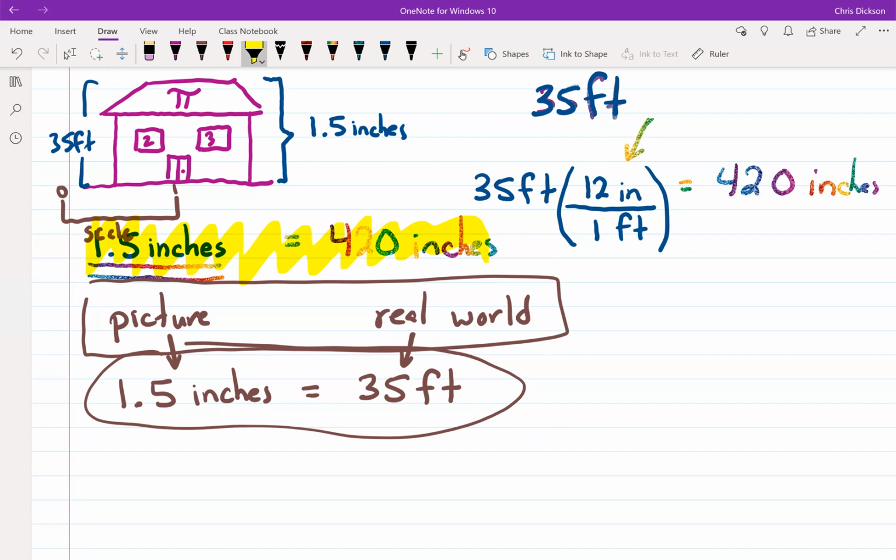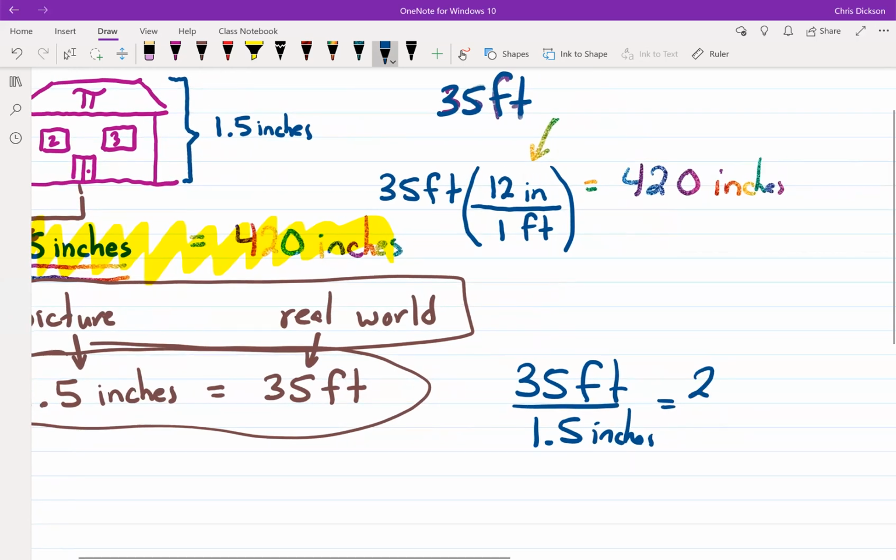So what we could look at is, let's take 35 feet and divide it by 1.5 inches. If I take 35 divided by 1.5, that gives me 23.3. It's repeating; if you use your calculator, you get 23.3333333. And now the question is, what is that telling us? What does that 23.3 mean in the first place?